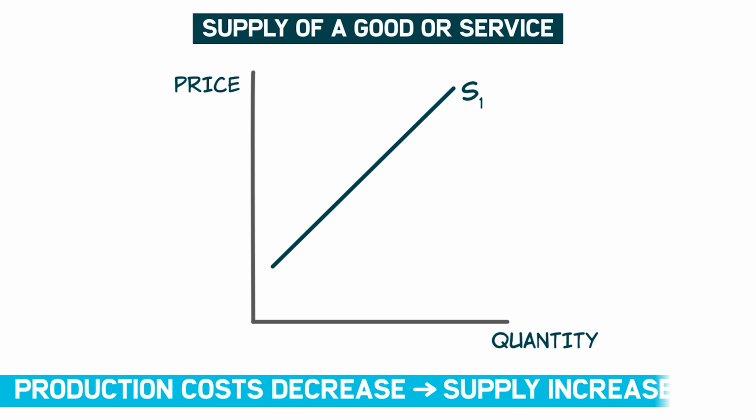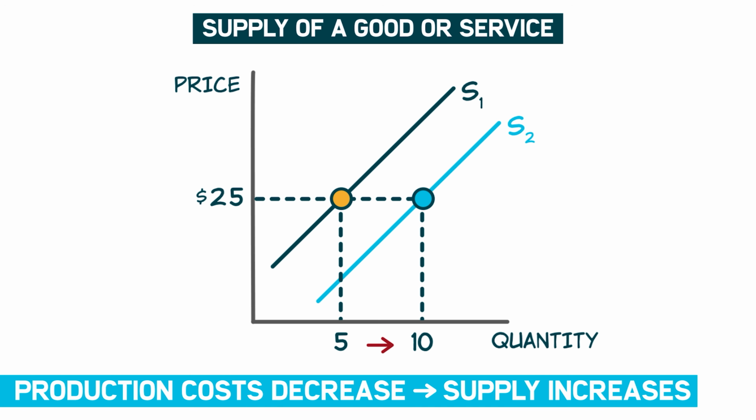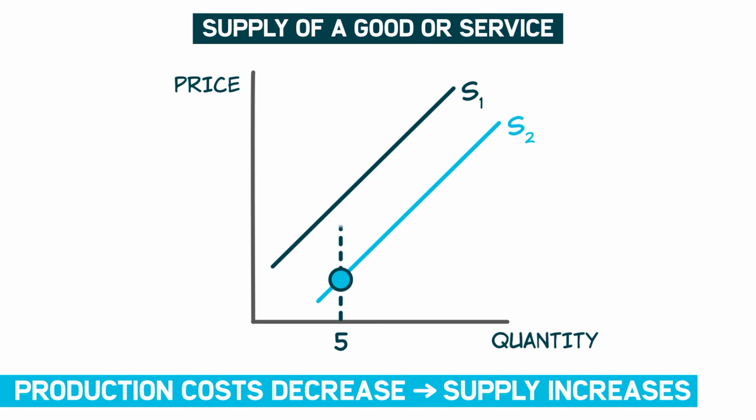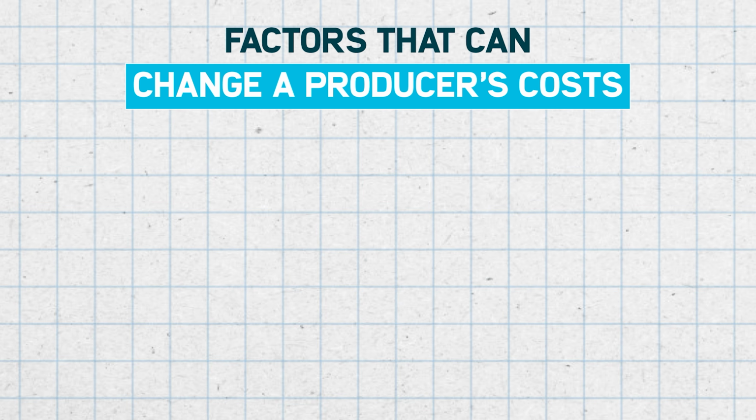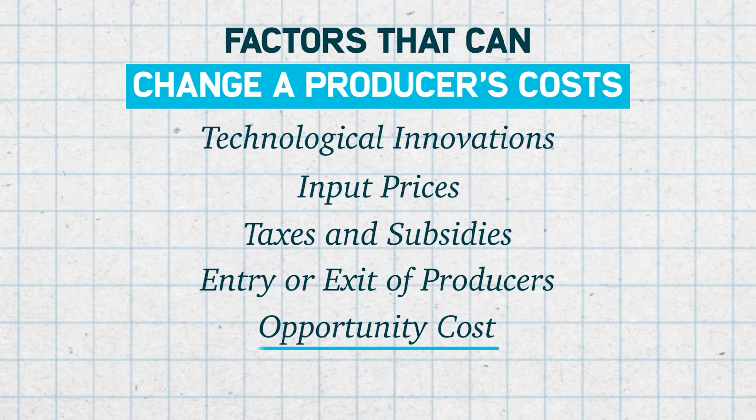A decrease in costs increases supply, meaning that the supply curve shifts down and to the right. Now that costs are lower, at any given price, suppliers are willing to sell more. Or, equivalently, now that costs are lower, for any given quantity, suppliers are willing to sell that quantity at a lower price. Now, lots of factors can increase or decrease costs. In this video, we'll go through several examples.